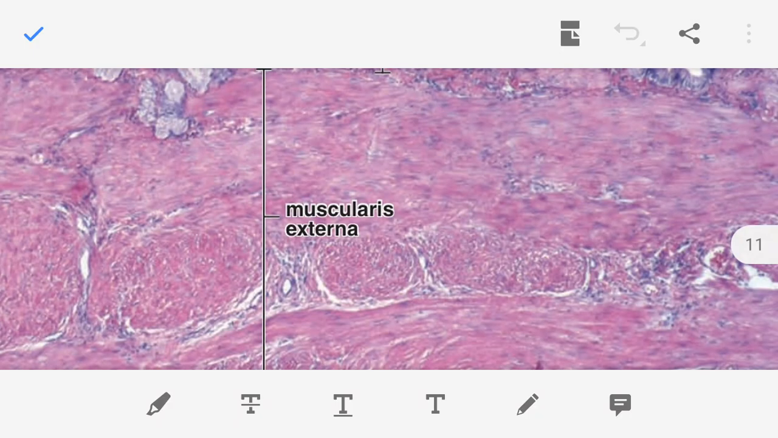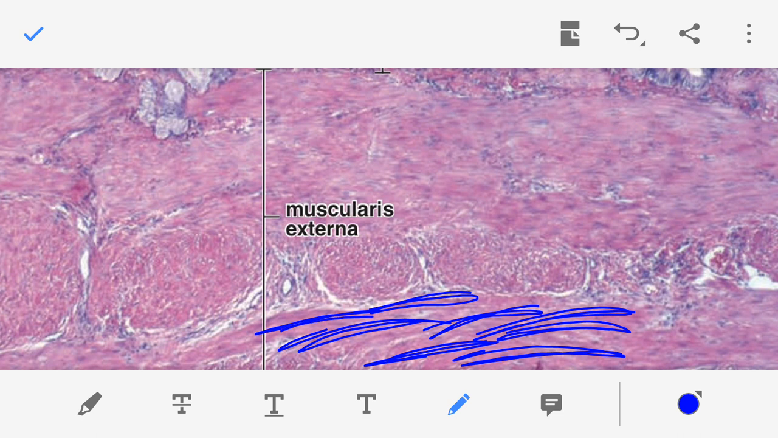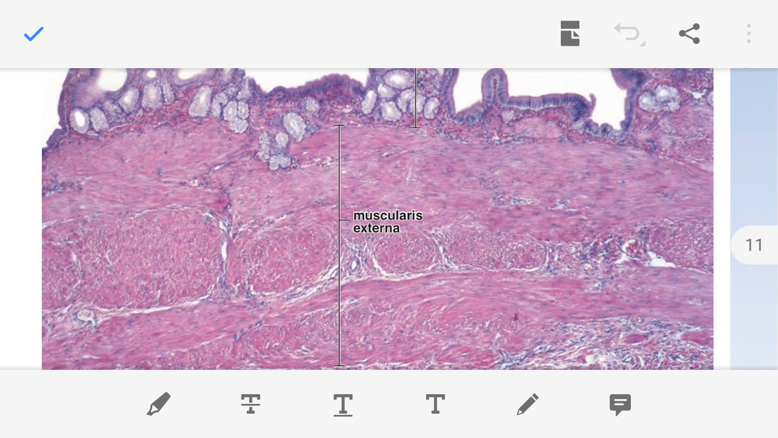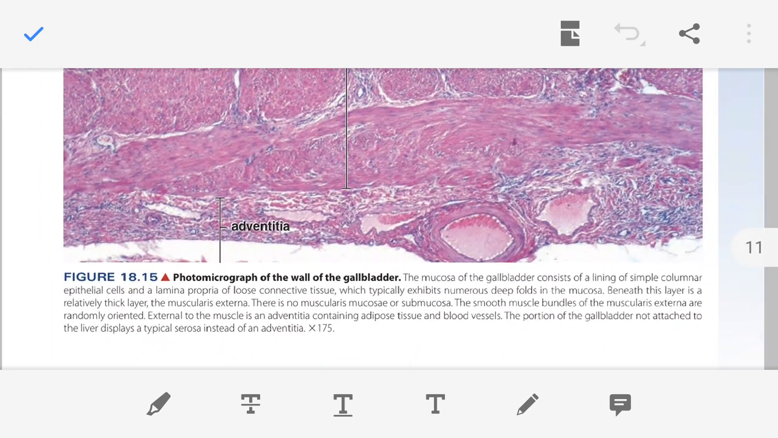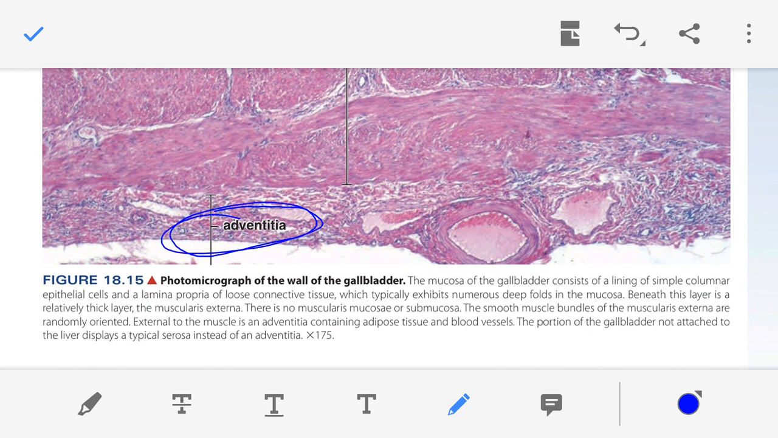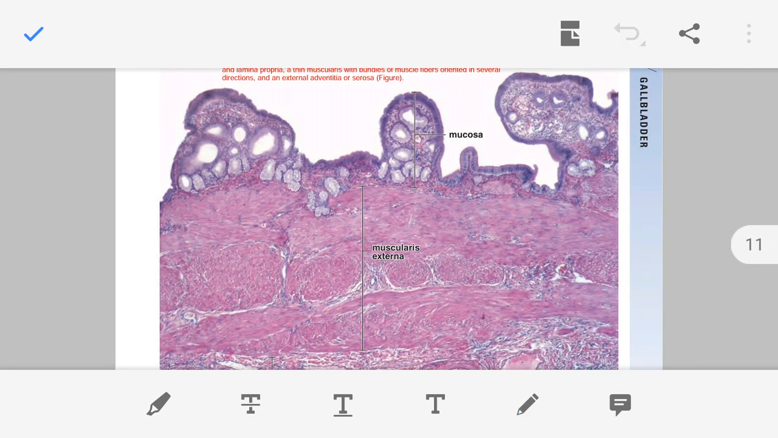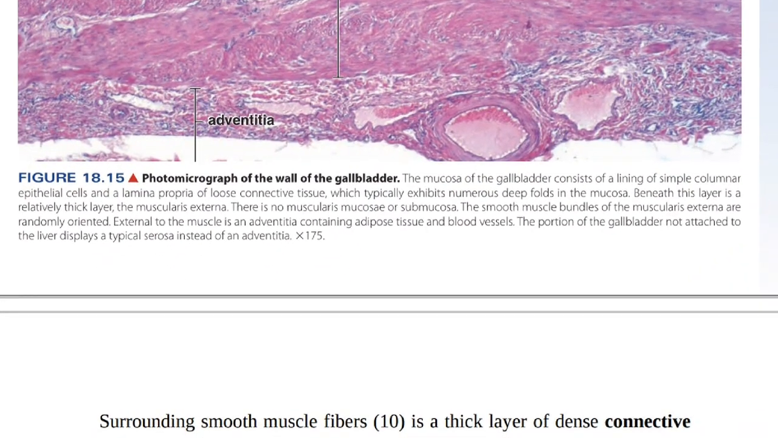If you observe closely, here you can find the smooth muscle fibers. These are all smooth muscle fibers. Muscularis externa. Then the outermost layer: in the previous slide, the serosa was shown, and here the outermost layer is adventitia. So I am zooming out so that you can see the entire figure properly, and this is the information regarding the figure.